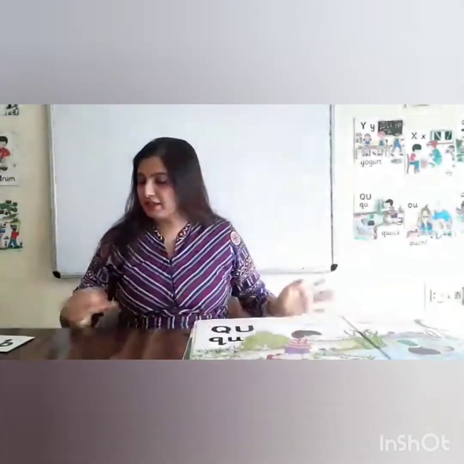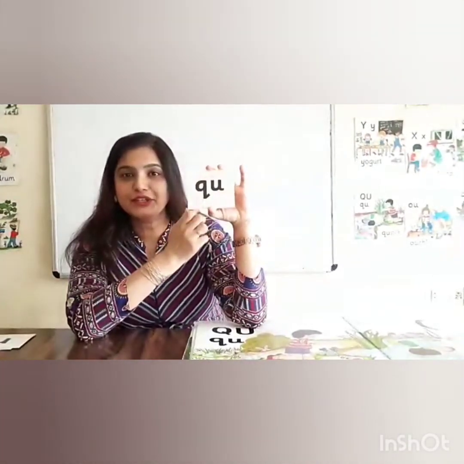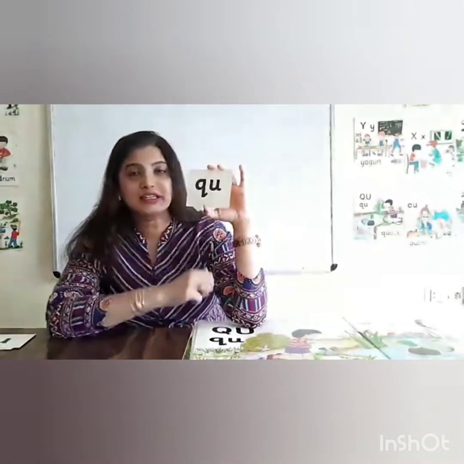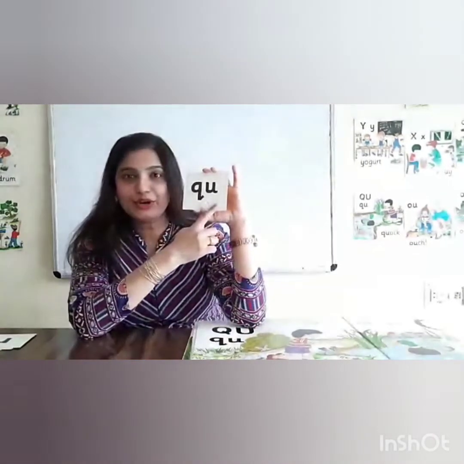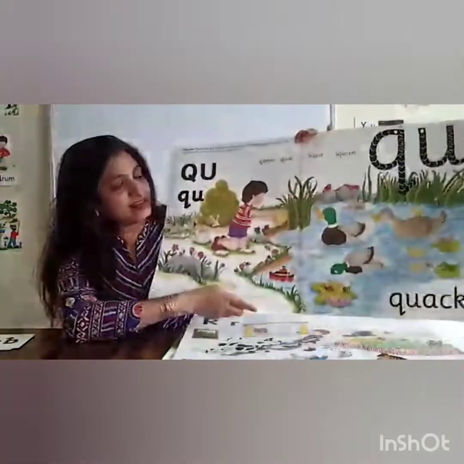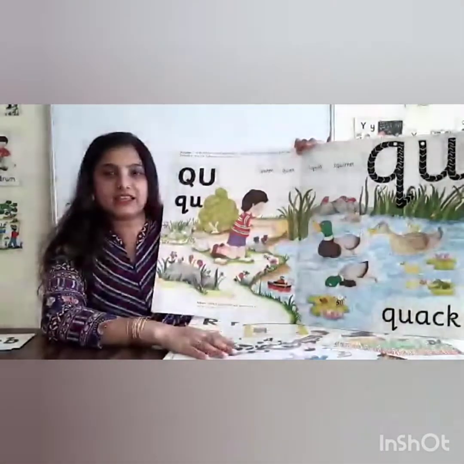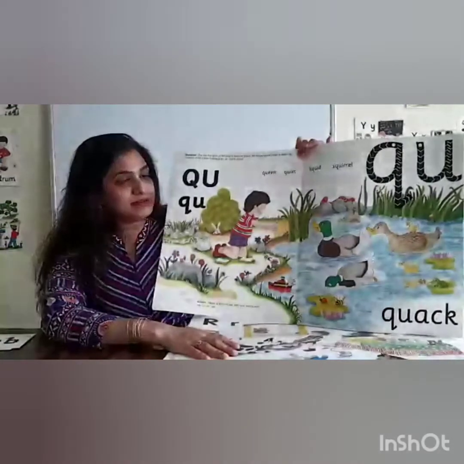Now the next letter is Q. But you know something children? U is the best friend of Q. So Q will never go anywhere without its best friend U. So Q and U are always seen together. Okay. So we have a boy playing near the pond. Okay. There is a pond here and a boy is playing and he could see some ducks.